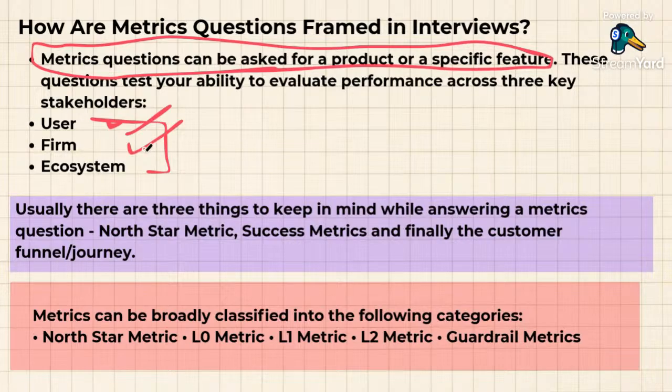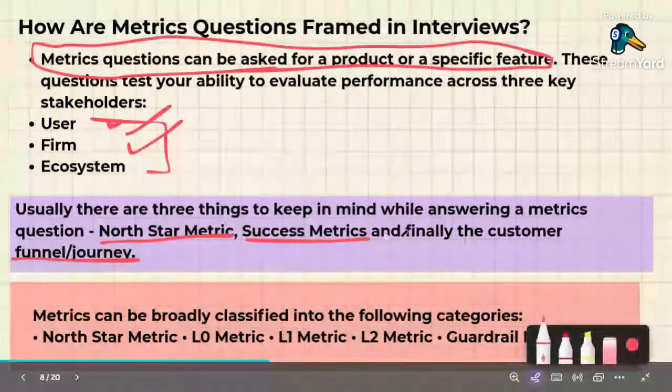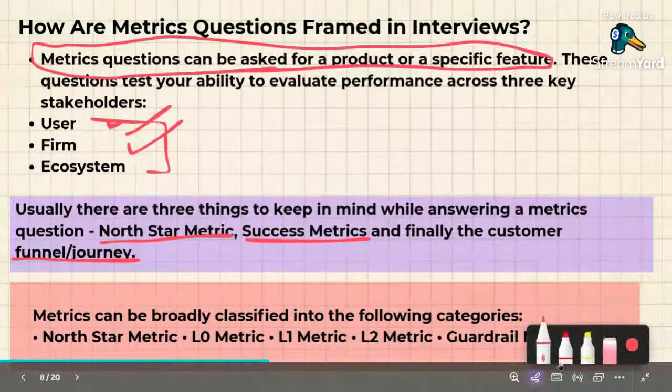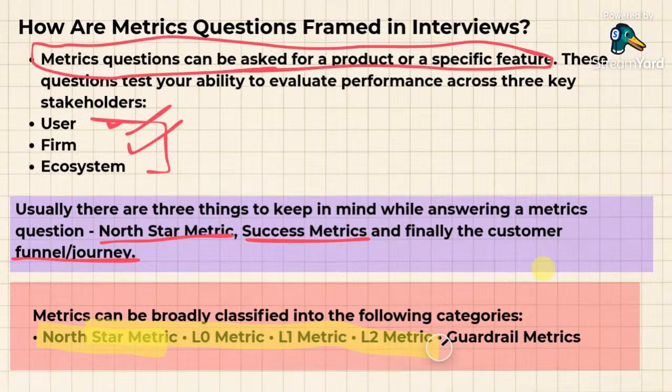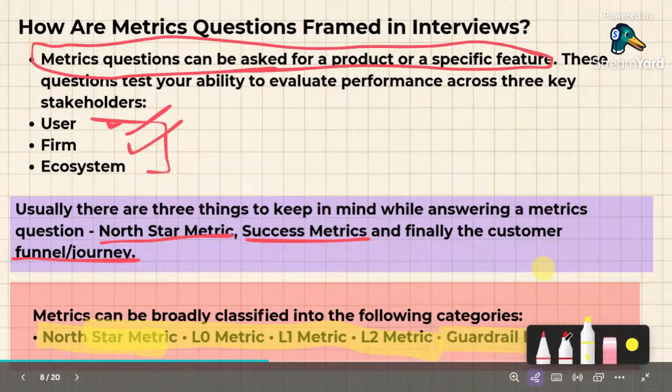In this, we have to consider multiple things like the North Star metric, the success metric, and finally the consumer funnel and the journey. We will be discussing this in the upcoming slides. These metrics are broadly classified into categories such as the North Star metric, L0 metric, L1 metric, L2 metric, and quadrille metrics, also known as the D&D metrics. We'll be discussing all that in detail in the upcoming slides.